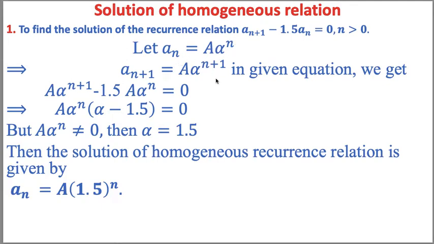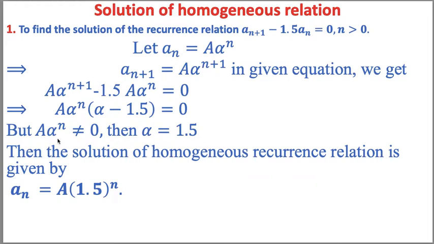If we substitute these two in the given equation, a(n+1) minus 1.5 an equal to 0, then we get a alpha^(n+1) minus 1.5 a alpha^n equal to 0. And this implies, if we take a alpha^n common in both the terms, here we are left with alpha raised to power 1, which is alpha, and here we are left with 1.5. But a alpha^n is not equal to 0. It means alpha minus 1.5 is equal to 0, or alpha equal to 1.5.